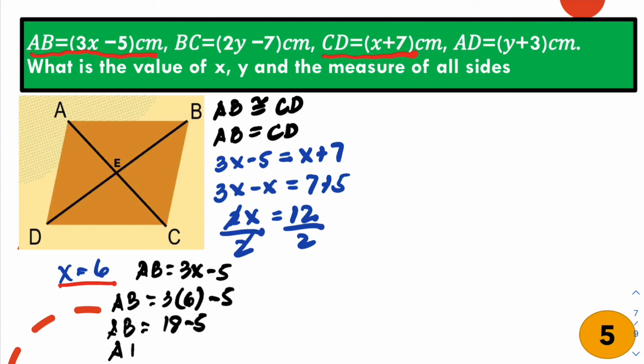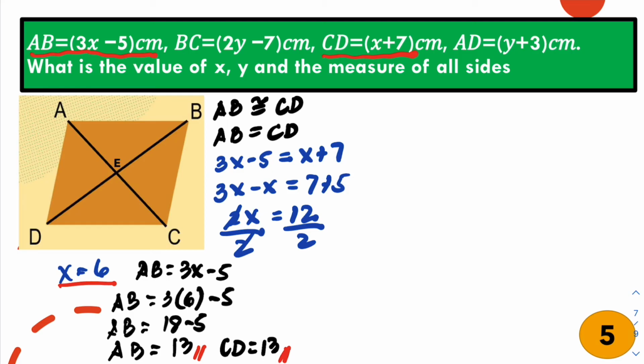Therefore, AB is equal to 13. Since AB is congruent to CD, therefore, CD is also 13. Now, let us find for the value of y.